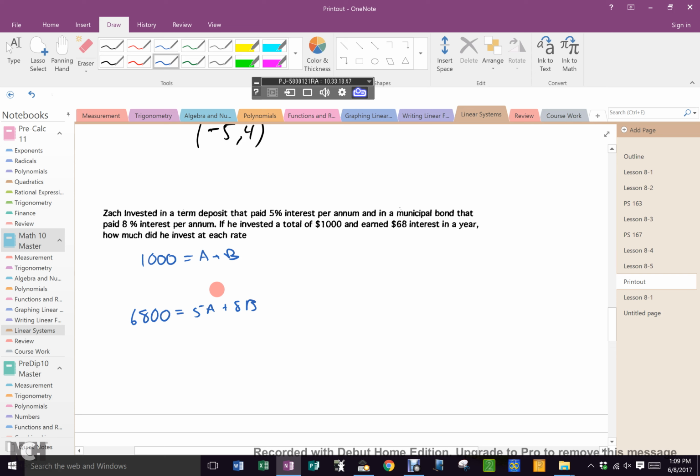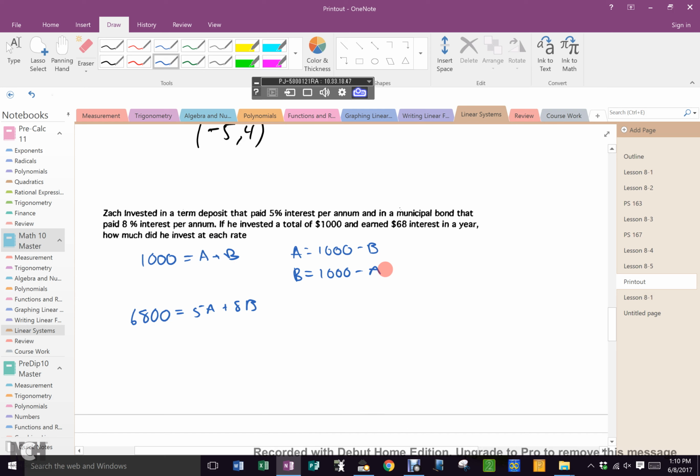Now, I just do substitution or elimination, yes? Who makes the decision? You do, whatever you are good at. Do I care? No. What would I use here? Yeah, I would use substitution. Why? Because I've got two isolated variables, don't I? Right? Because A equals 1,000 minus B, or B equals 1,000 minus A. Then I would solve.